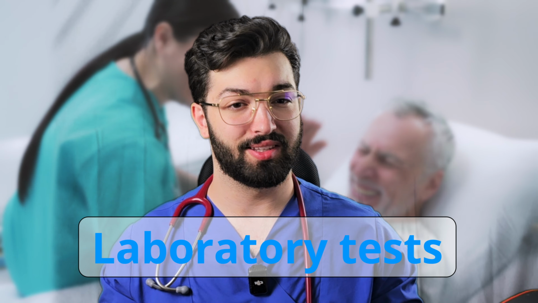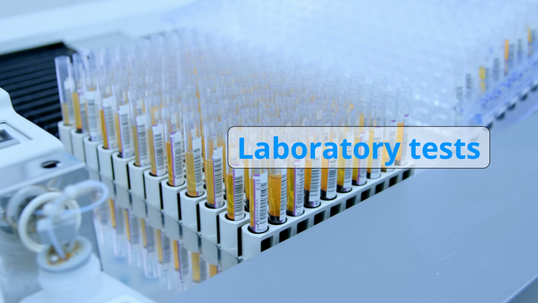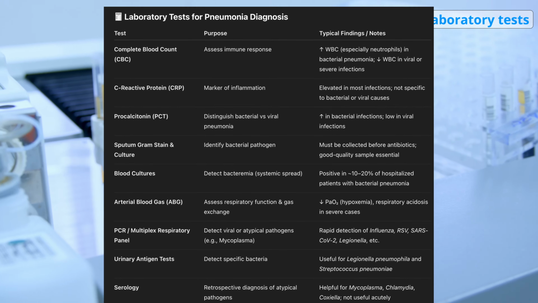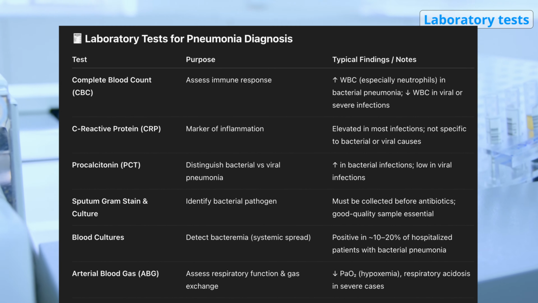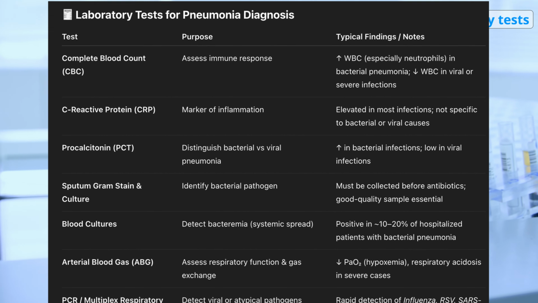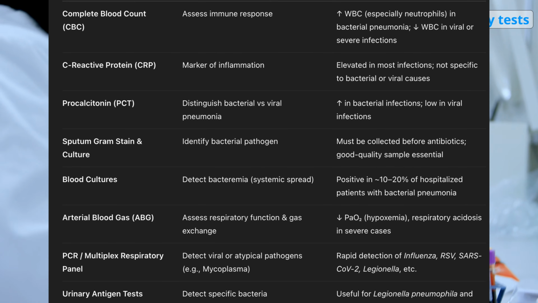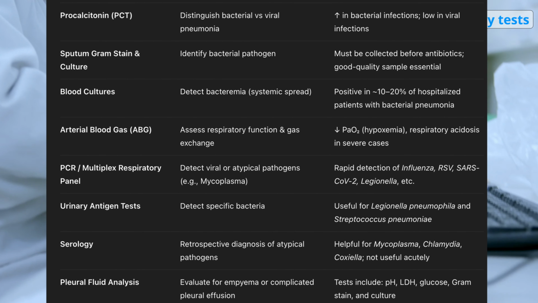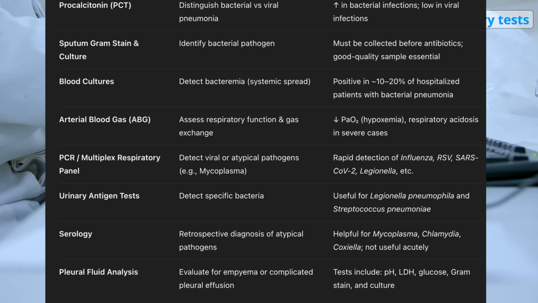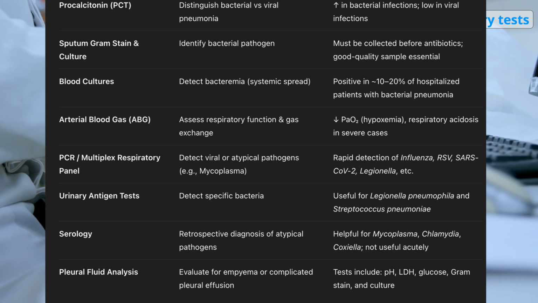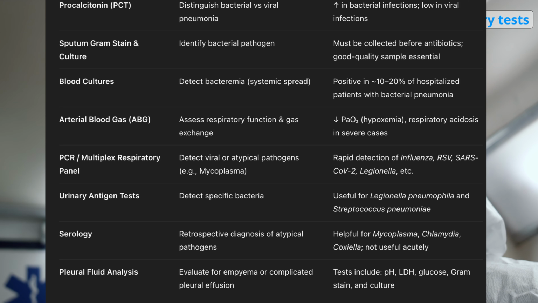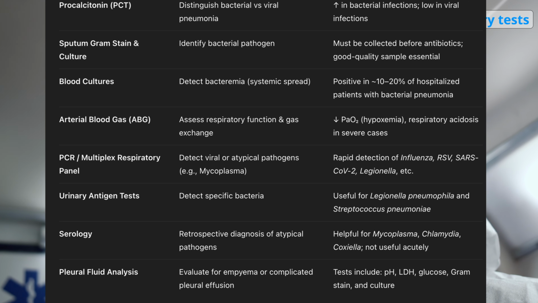Many of you know this from practice, so let's complete this with lab tests. These are the lab tests used in pneumonia diagnosis, their purpose, and what results you typically expect: CBC, CRP, procalcitonin, sputum, blood cultures, arterial blood gas, PCR, urinary antigens, serology, pleural fluid analysis. You can see in the table what exactly we use each for and what you can see with these tests.